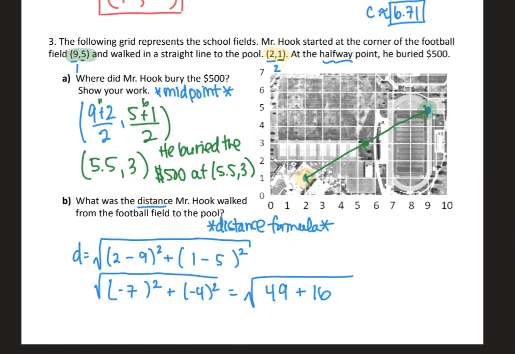So next thing we're going to do is add those together. So that's going to be the square root of 65. And then we're going to put that in our calculator. So square root of 65 is 8.06. So I'm going to say Mr. Hooked walked 8.06. We don't know what the units are, so I'm going to say units.